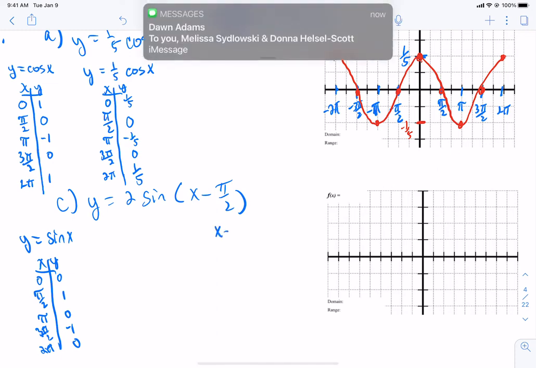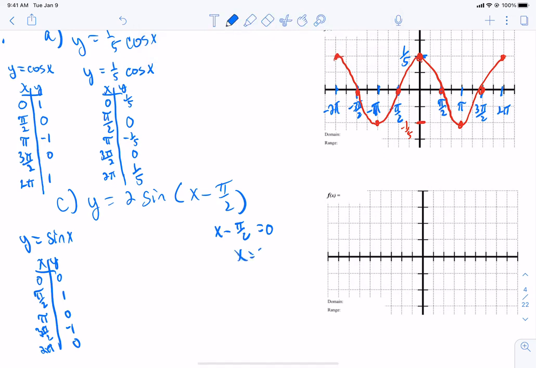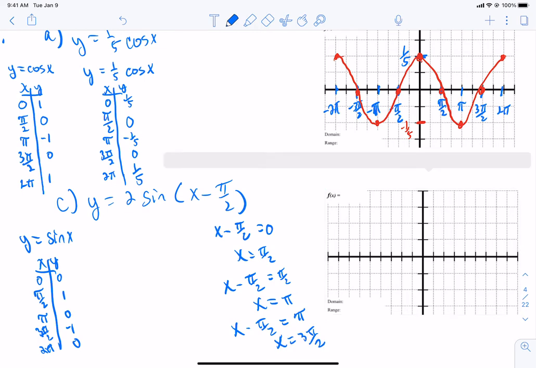So if we do x minus pi over 2 equals 0, we get pi over 2. X minus pi over 2 equals pi over 2, we get pi. X minus pi over 2, and you might notice the pattern, we get 3 pi over 2. And so you might notice we're just counting by half pi's. It just kind of slid everything over to the right. So our new 5 values are pi over 2, pi, 3 pi over 2, 2 pi, and 5 pi over 2.